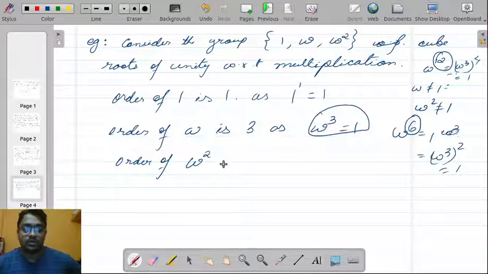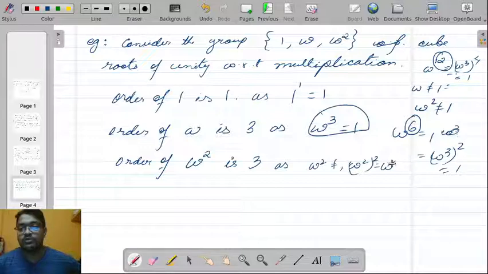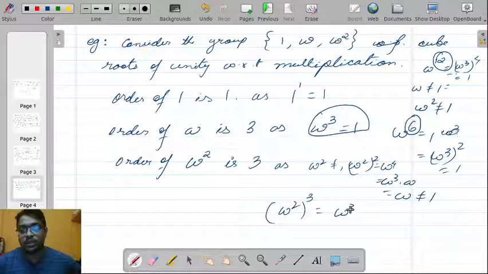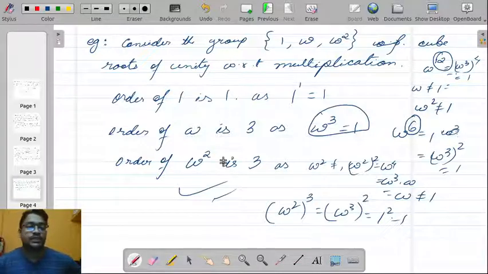Similarly, the order of omega square is also 3, as omega square is not equal to 1. Omega square whole square is equal to omega to the power 4, which is actually omega cube into omega, so that is omega, which is also not equal to 1. But omega square whole cube is actually omega cube whole square, which is 1 square, that is 1. So the order of omega square is 3. So the order of 1 is 1, the order of omega is 3, the order of omega square is 3. So for this particular group we have done.